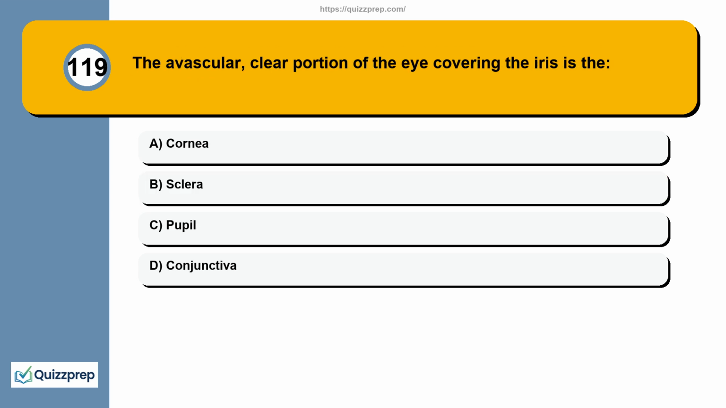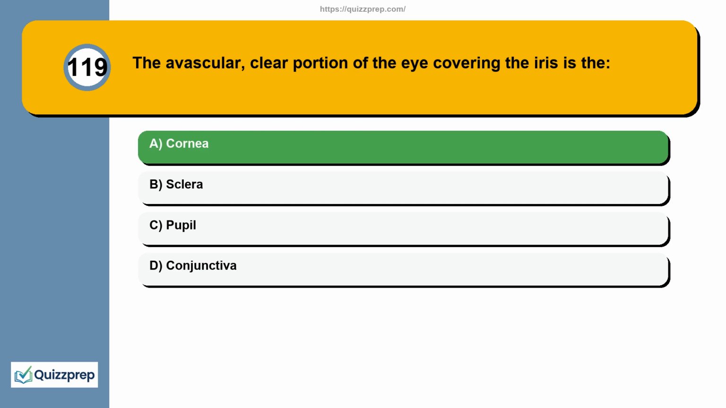Question 119. The avascular, clear portion of the eye covering the iris is the: option A, cornea. Option B, sclera. Option C, pupil. Option D, conjunctiva. The correct answer is option A, cornea.